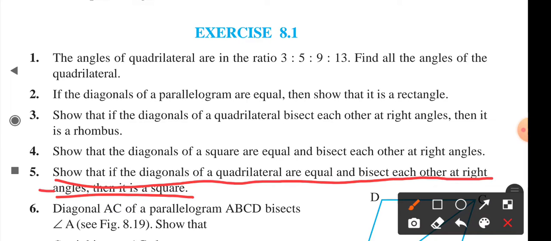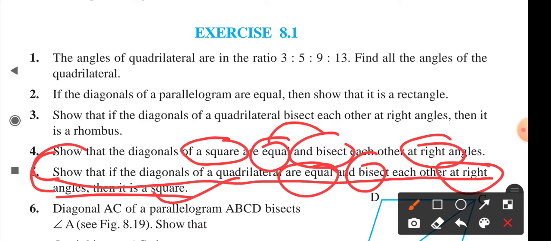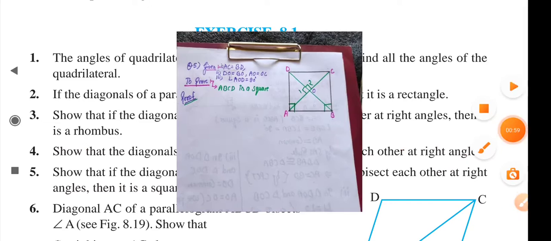If you see question number 4 and question number 5 carefully, in question number 4 you are given a square and you have to prove three things: that the diagonals are equal and bisect each other at right angle. But question number 5 and question number 4 are just opposite to each other. In this question you are given all the things which you had to prove in question number 4. So you are given that the diagonals are equal and bisect each other at right angle, and you have to prove that it is a square. So let us see how we will do it.